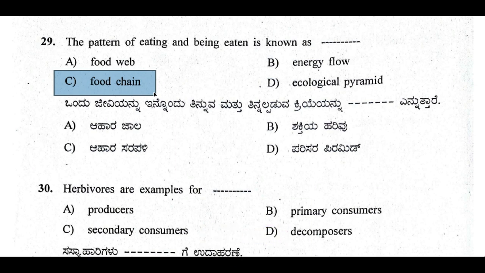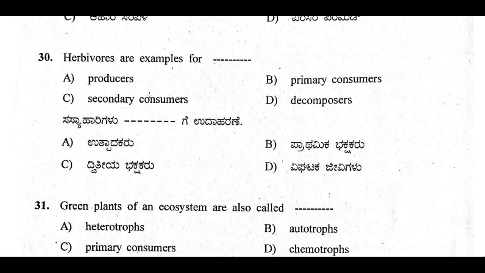So question number 30. Herbivores are examples for dash. Option A, producers. Option B, primary consumers. Option C, secondary consumers. Or is it D, decomposers? The herbivore is an animal that only eats vegetation such as grasses, fruits, leaves, vegetable roots, bulbs, etc. So here the producer is the right answer. Option A, producer, is the right answer for this question.